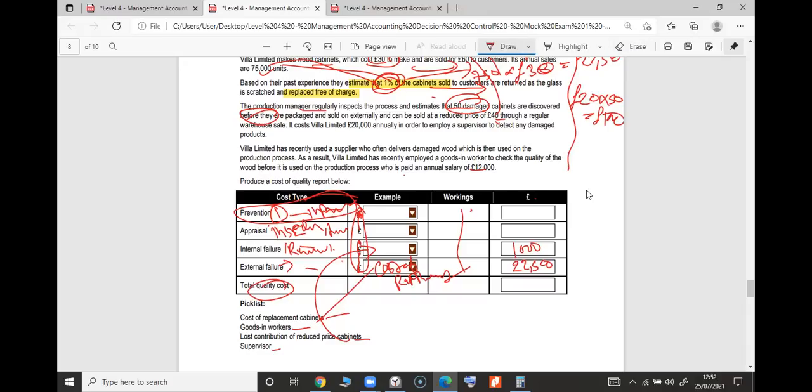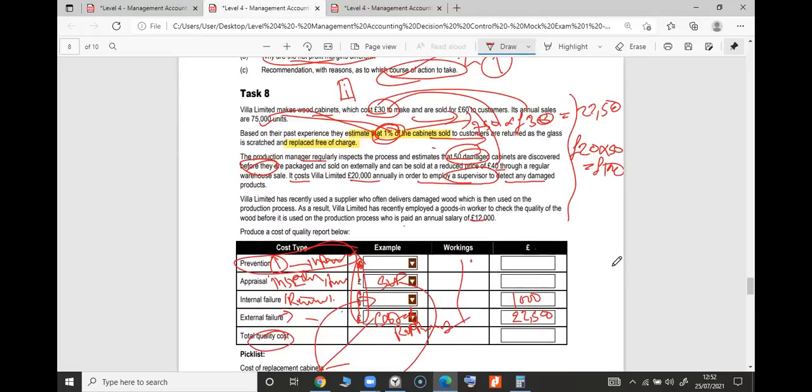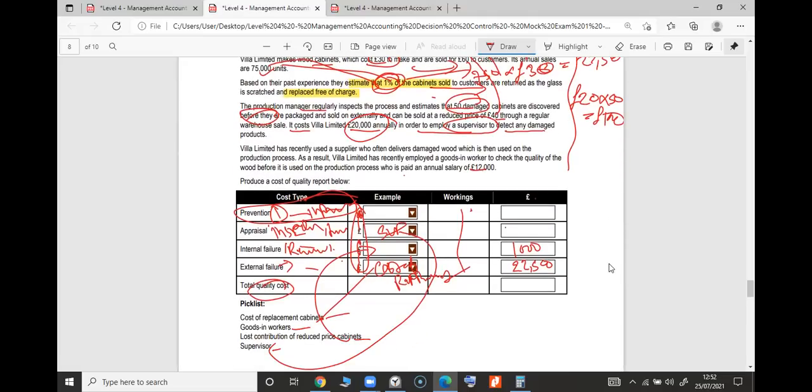Okay, now next one. It costs Villa Limited 20,000 annually to employ a supervisor. Why do you have a supervisor? Maybe inspection, maybe testing. The supervisor checks it. What type of cost do you feel it is? Is it prevention or appraisal? Appraisal. Be careful with that. It's nothing to do with design. Yes, it is appraisal. So the supervisor goes into appraisal. How much is the supervisor? Straight away, 20,000 annually. You can copy paste and you should get your marks.